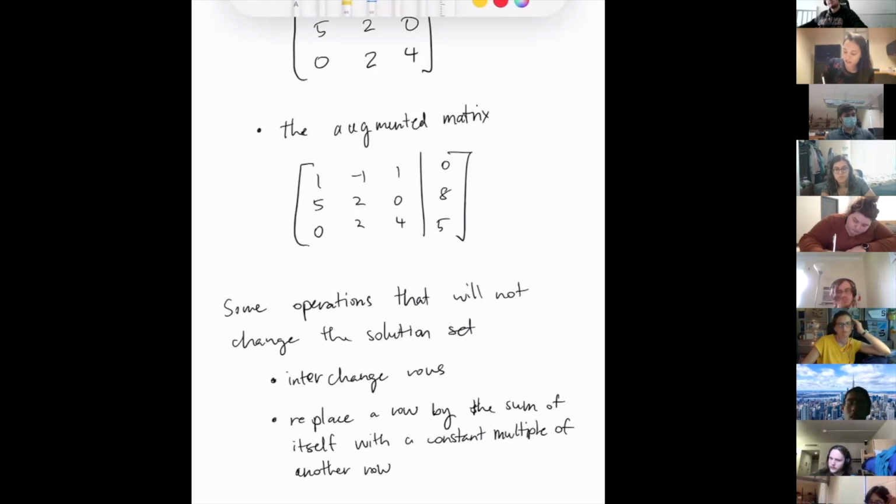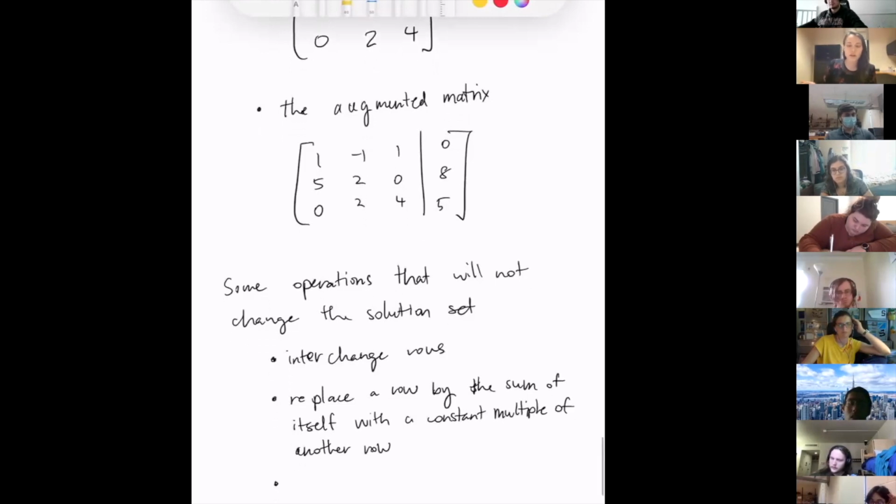Okay, and then the last one is also kind of obvious: you can scale, meaning multiply each entry in a row by a non-zero constant.